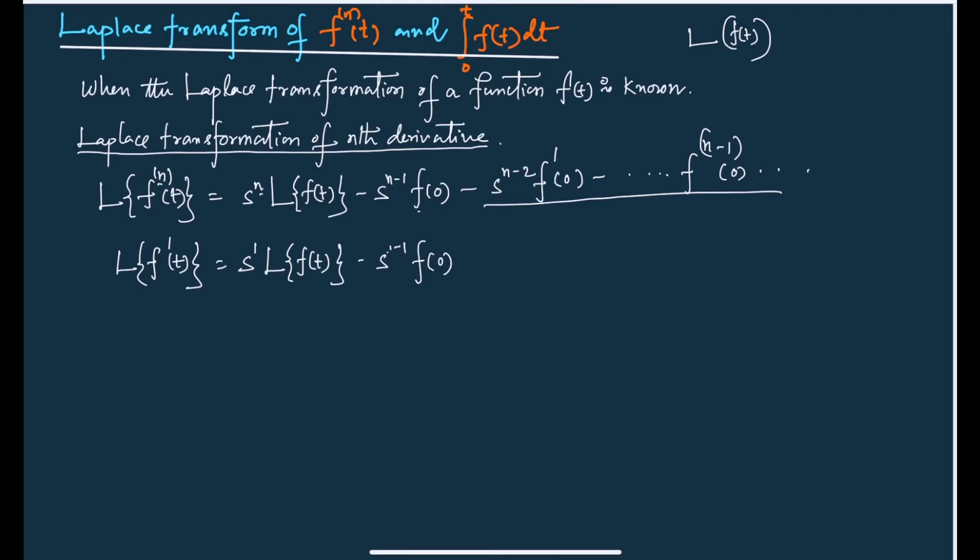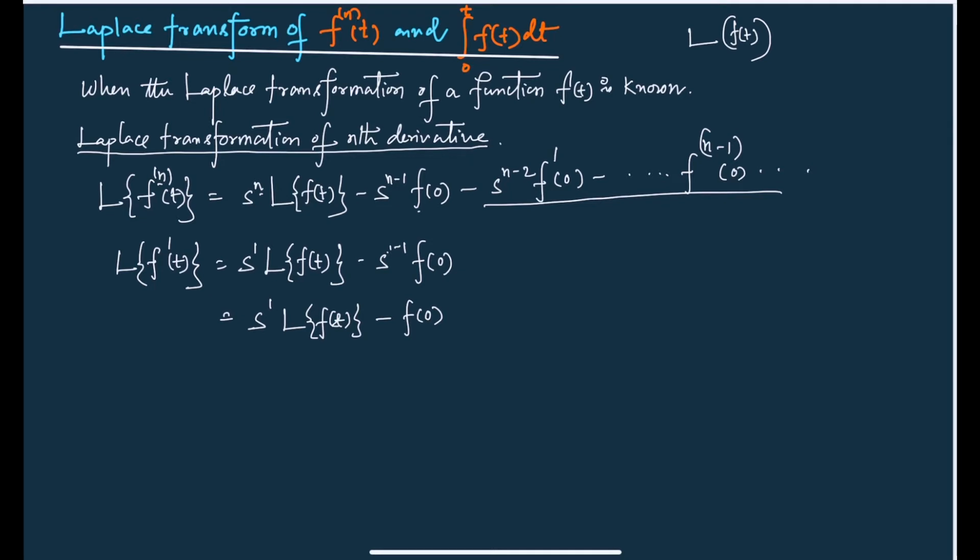S to the power 0 means anything to the power 0 is 1, so this will be what? S to the power 1 times the Laplace transformation of f of t, minus f of 0. Okay, that is our answer.